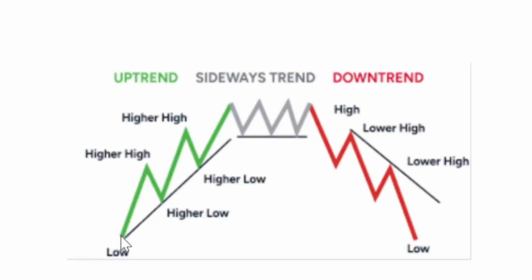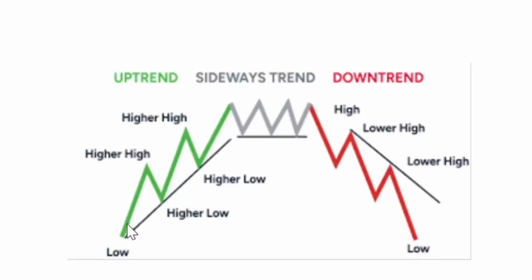If it's coming back to the same level with this previous low, then it becomes a ranging market or a sideways trend, having the same low here. All the lows are on the same level, all the highs are on the same level. That is how to know a ranging market or a sideways trend.